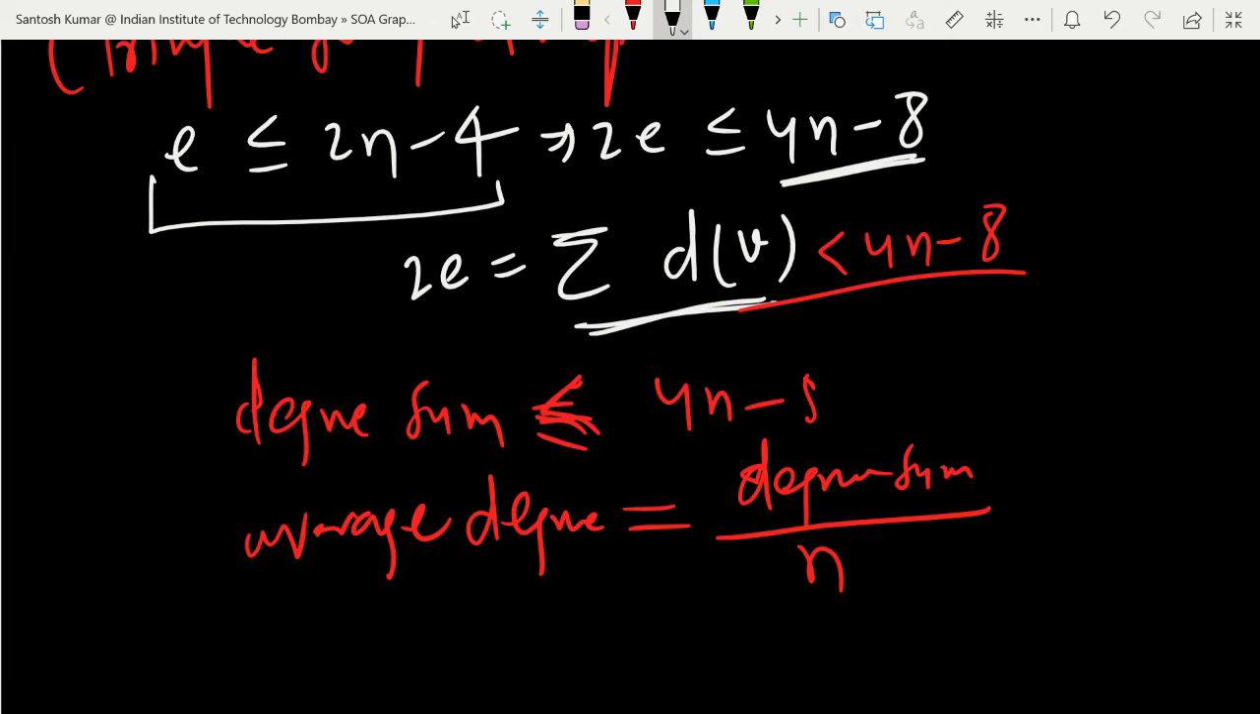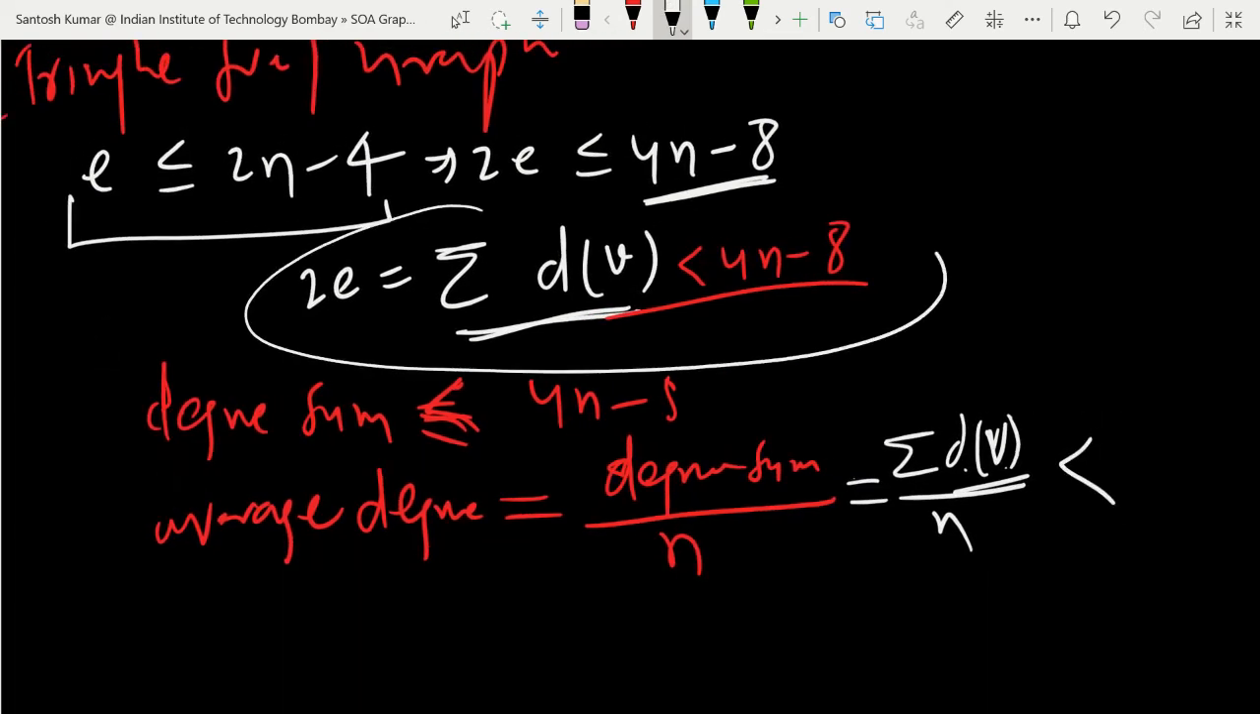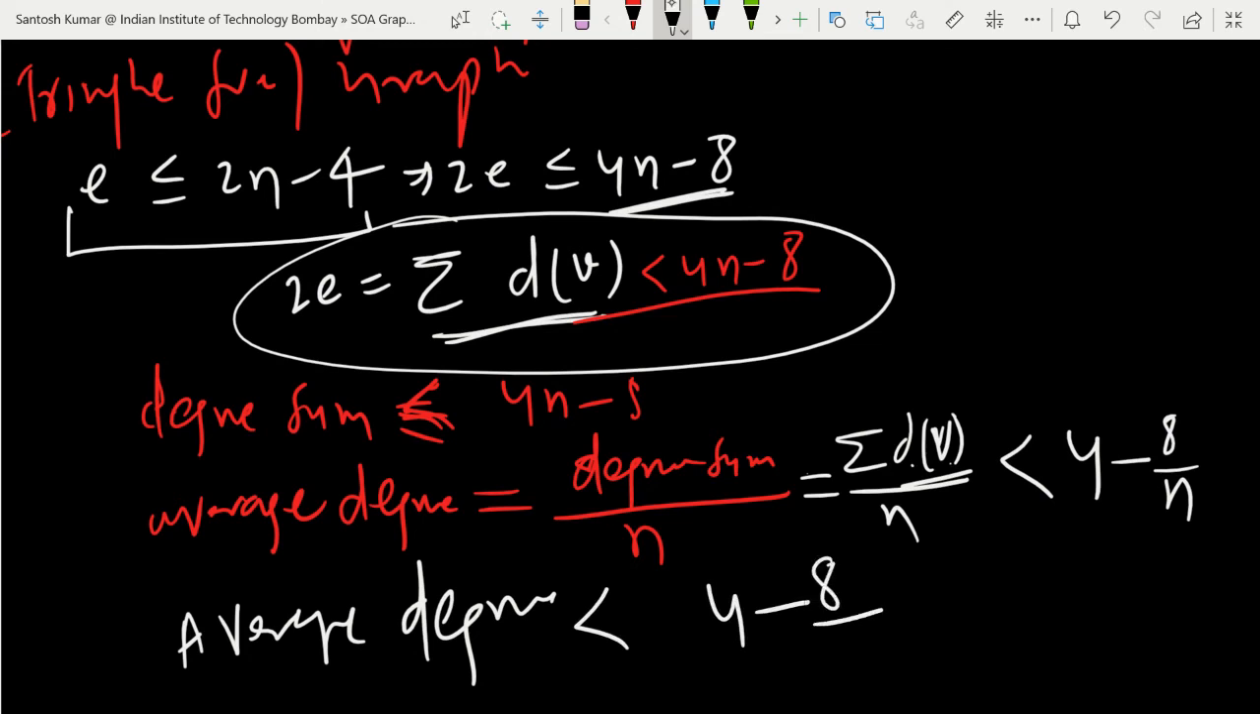So I'm finding the average degree: the sum of all degrees divided by n. Since the degree sum is less than 4n minus 8, dividing by n gives an average degree of less than 4 minus 8 upon n. There are n vertices, and the sum of the degrees of all vertices is less than 4n minus 8. You can take equality here.